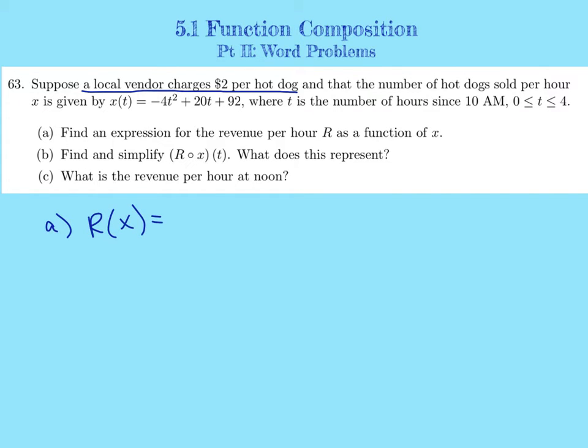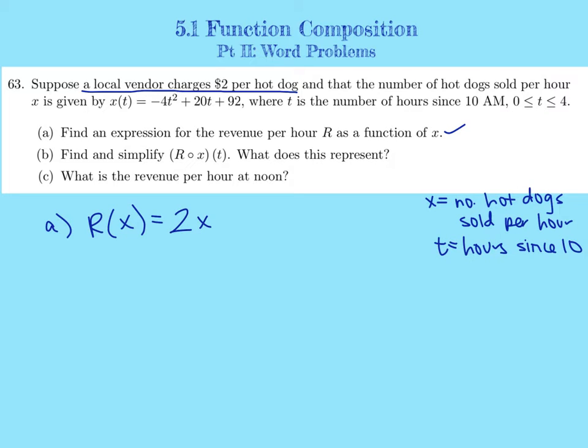Well, what is x? Let's write this out. X is the number of hot dogs sold per hour. T is hours since 10 a.m. Right, so R of X, our revenue, if we're making $2 per hot dog, that's our revenue. $2 times the number of hot dogs, and it is per hour in both cases. So it's 2 times X, and that is part A.